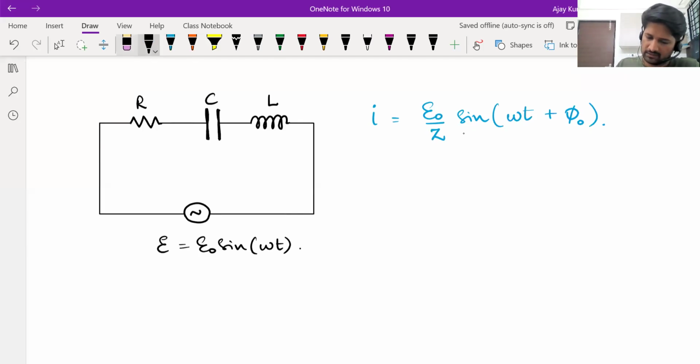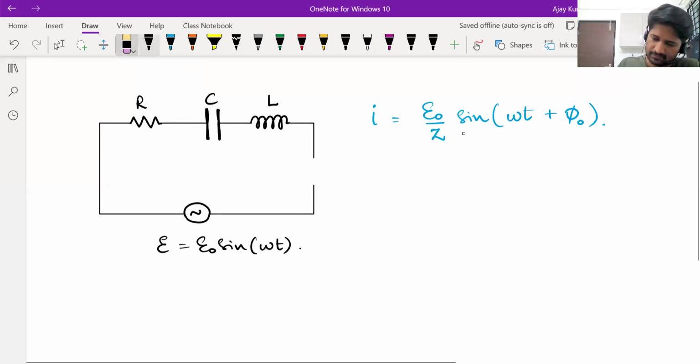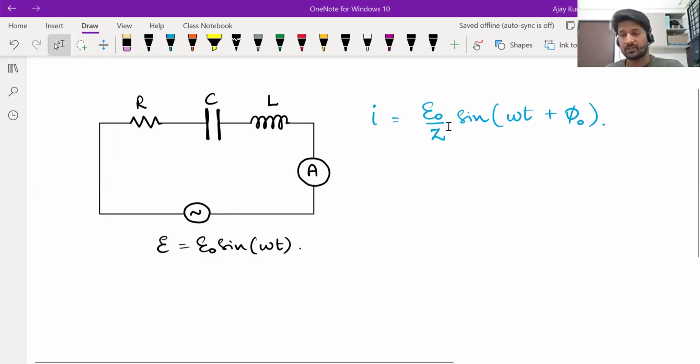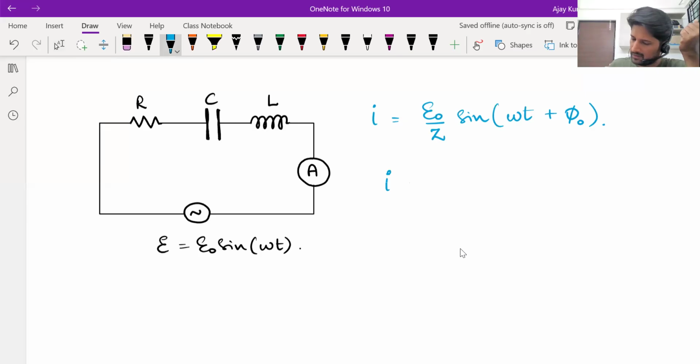Now consider something like this. Suppose an ammeter is placed in this branch. What does an ammeter measure? Generally, all currents. Galvanometer is for small currents. Ammeter is simply for current. Now, in this case, what we have is an alternating current. The current is of the form I is equal to I naught multiplied with an oscillating function. Whether it is sine or cos doesn't matter.